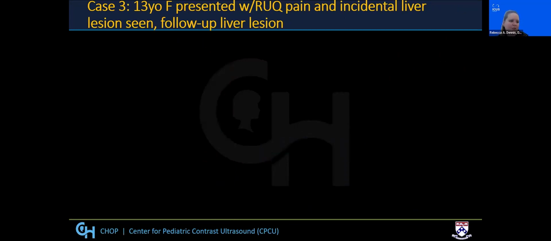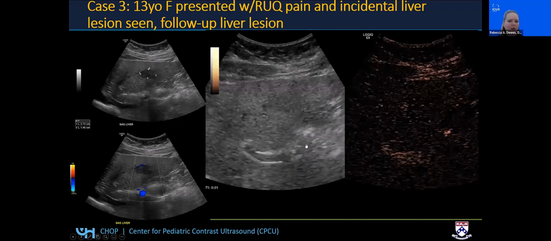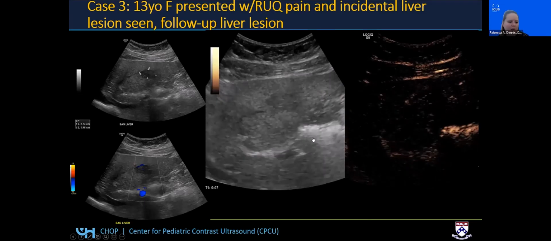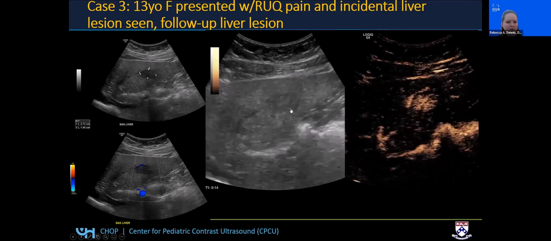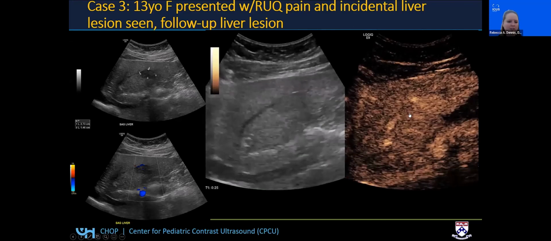Next case is a 13-year-old who presents with right upper quadrant pain and an incidental liver lesion seen, and this is a follow-up for the liver lesion. On ultrasound, there's this 2.7 centimeter, well-defined ovoid hypoechoic mass that demonstrates a little bit of peripheral and central flow. Contrast ultrasound was recommended to evaluate. And this is a video from right after injection. So we see the lesion right here, and we have early hyperenhancement on arterial phase.